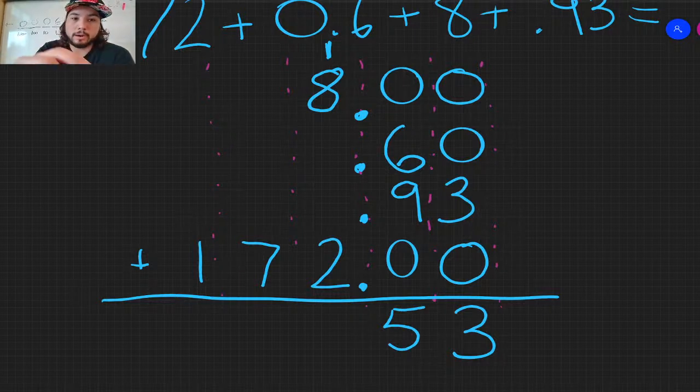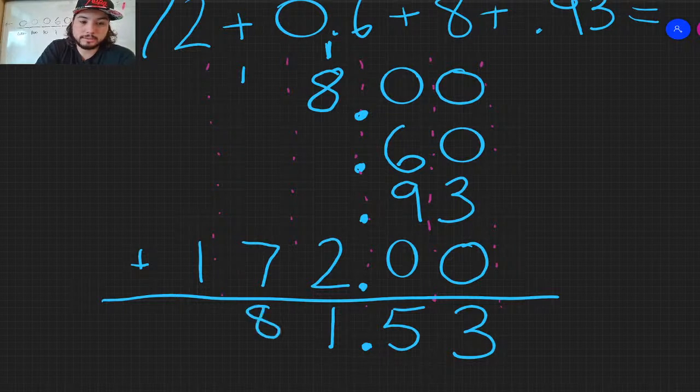Now 1 plus 8 plus 2, or 9 plus 2, is 11. You see what I did there? Decimal point stays exactly where it is. Regroup my 10 to the tens place. 1 ten plus 7 tens is 8 tens, and then 100.